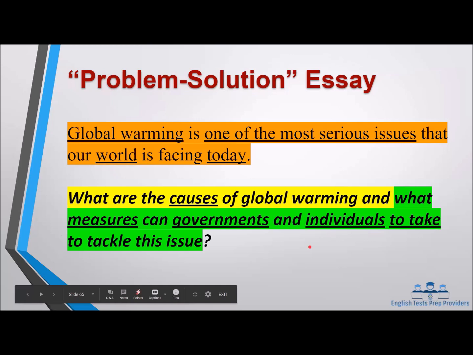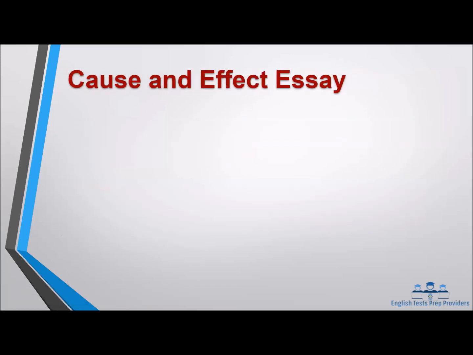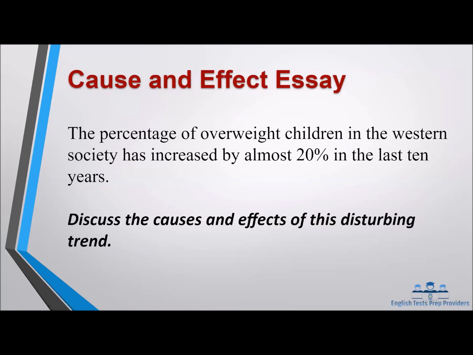Lastly, the causes and effects. Here's an example. The percentage of overweight children in the Western society has increased by almost 20% in the last 10 years. Discuss the causes and effects of this disturbing trend. Okay, now it's your time to shine, everyone. What are the keywords that you have noticed that you have to keep in mind in our first statement? I want you to type your answers on our group chat.